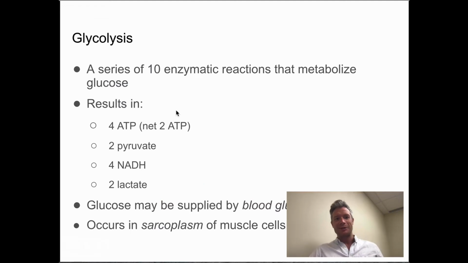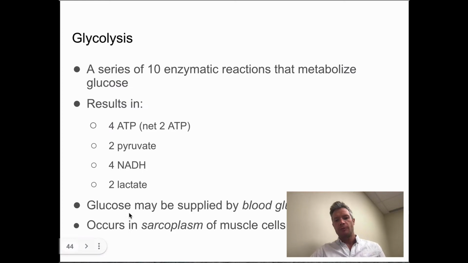So here we are, just what we just spoke about. It's a 10 enzymatic reaction. We get our 4 ATP technically, but we net 2 out of the process. 2 pyruvate, which may go on to lactate, may go on to our aerobic respiration or metabolism, and 2 NADH out of the process. Okay, yeah, so it's an either or there.